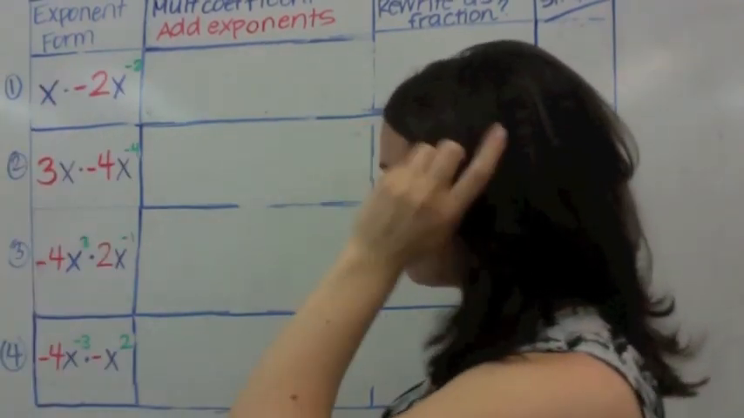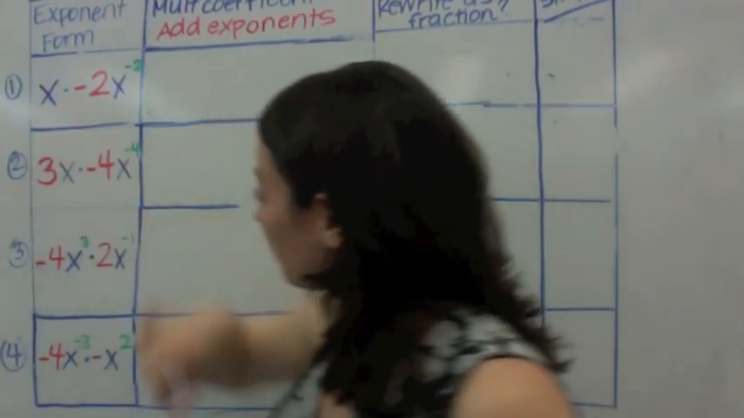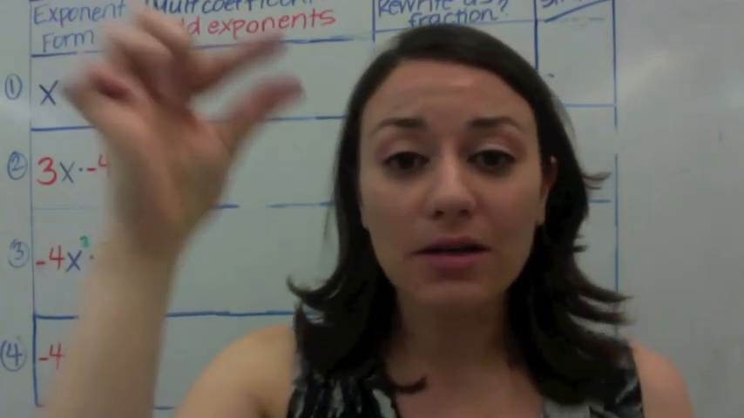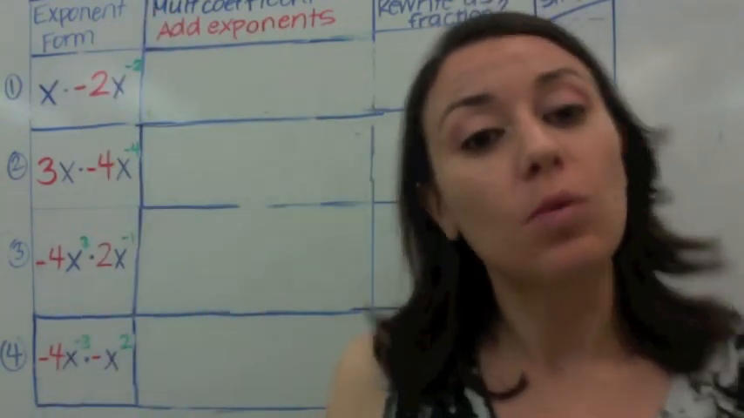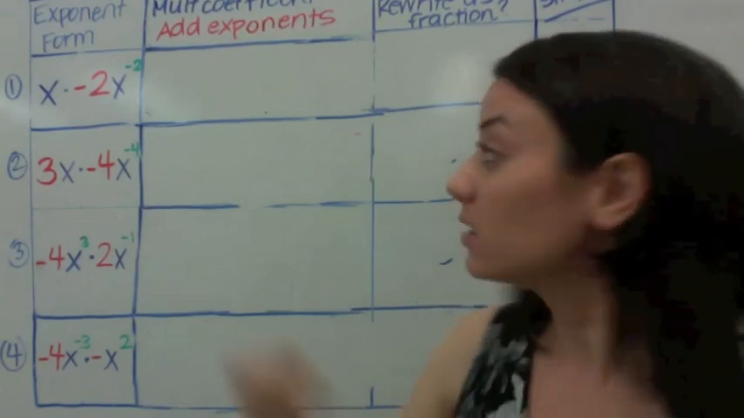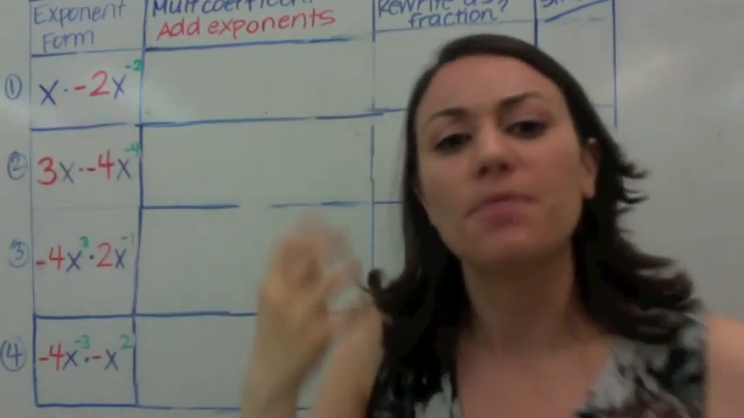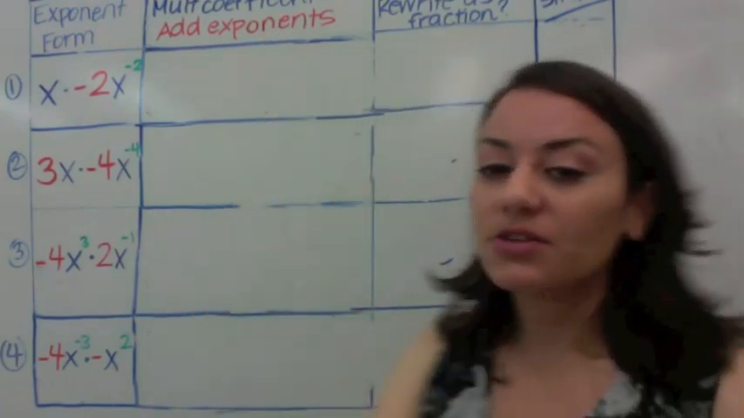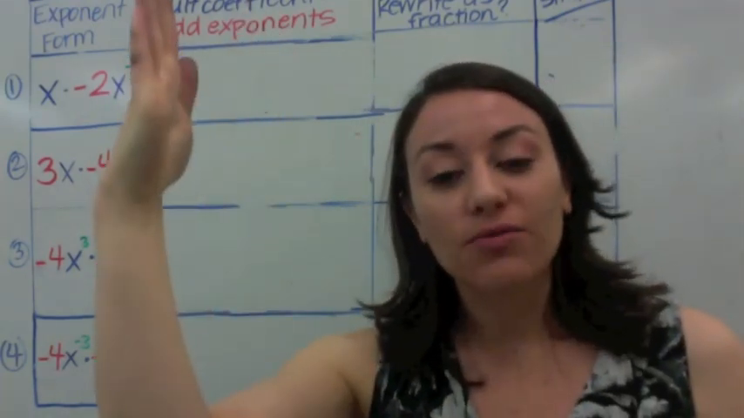Let's do a few more examples with some negative coefficients and also negative exponents. The first one is x times negative 2x to the power of negative 2. When there is an x by itself and there's no exponent, what do you think the exponent is? Because there's 1 of x. It's x to the power of 1. Just like there's an invisible 1 as a coefficient, there's an invisible 1 as an exponent.